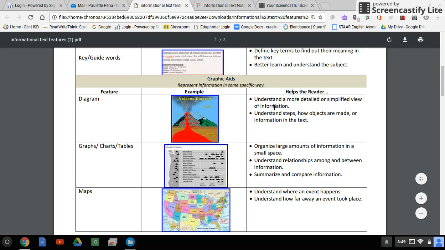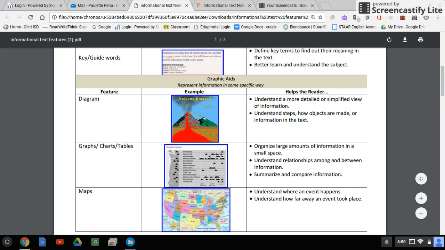How does it help the reader? It helps you understand a more detailed or simplified view of information. It also helps understand steps, how objects are made, or information in the text. So let's go ahead and highlight understand, detailed, simplified view, information. Detailed, simplified view, and information.